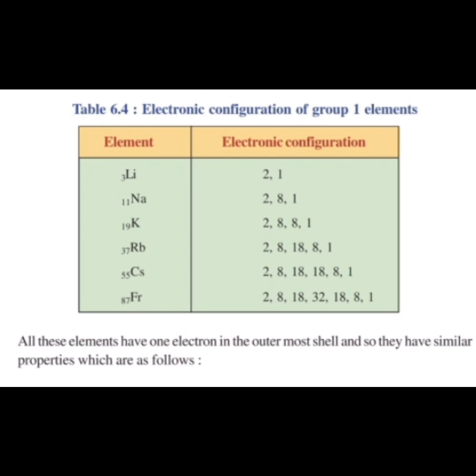So these are the atomic numbers, 3, 11, 19. You can find 3 Li, 11 Na, 19 K. So those are the atomic numbers of those elements. And on the right side you can see the electronic configuration. That is 2, 1, which equals 3. Then 2, 8, 1 equals 11. That is the atomic number. Then 2, 8, 8, 1 becomes 19. So this is how the electronic configuration is done.